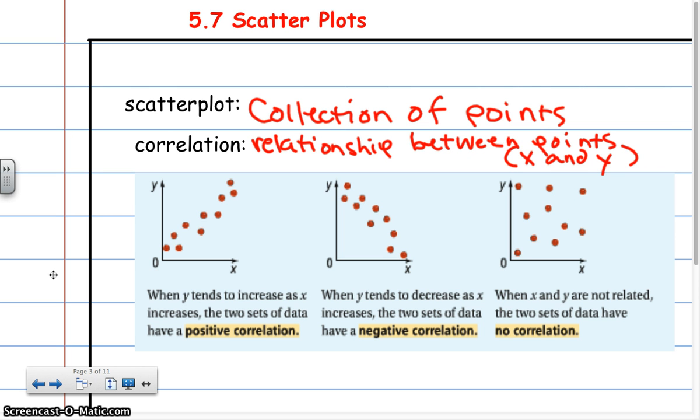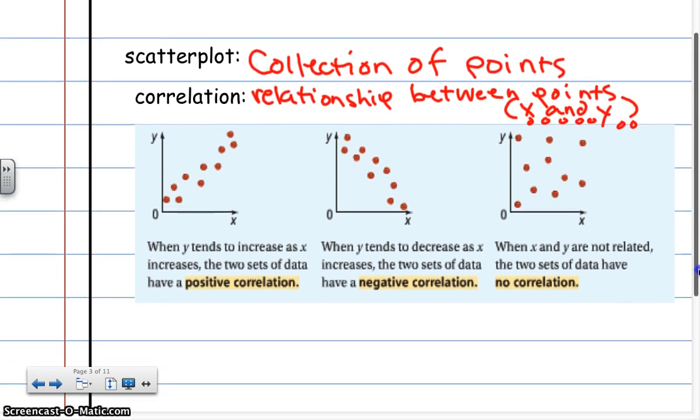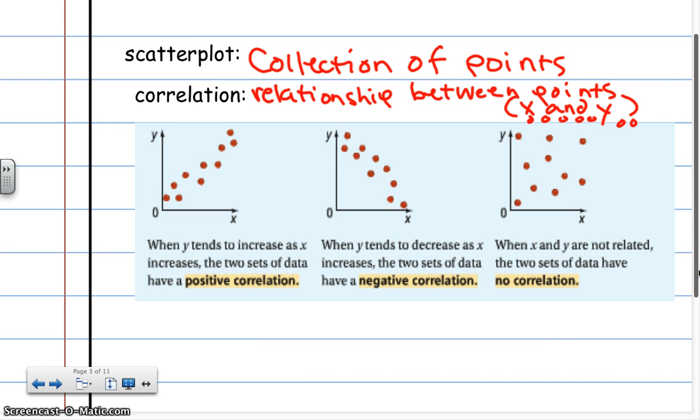A correlation means we're looking, is there a relationship between our points? What I mean is, is there a relationship between x and y? Do they seem to want to be together, or do they not care about each other at all? These are the different types of correlation you have.